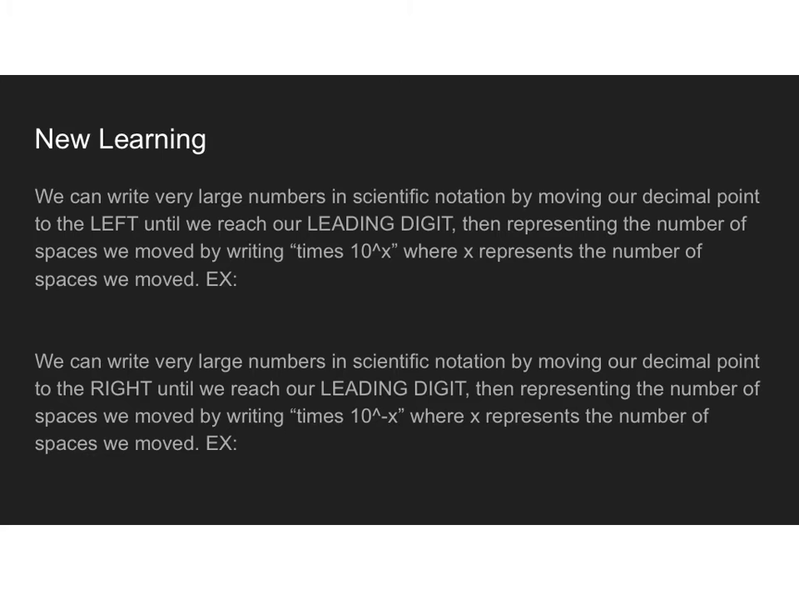All right, let's just review our new learning for today. It says we can write very large numbers in scientific notation by moving our decimal point to the left until we reach our leading digit, and then representing the number of spaces we moved by writing times 10 to the blank power, where this exponent represents the number of spaces we moved. So for example, if I have this number, I can rewrite this with just my leading digit, and I can represent this using the number of spaces I moved as an exponent. 1, 2, 3, 4, 5, 6.